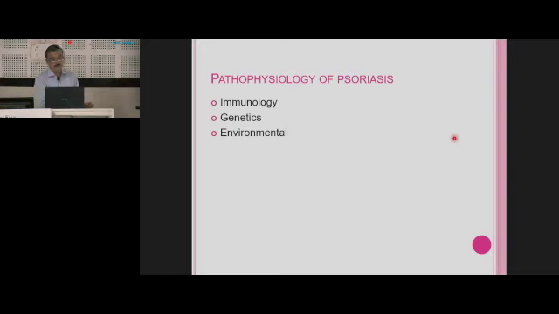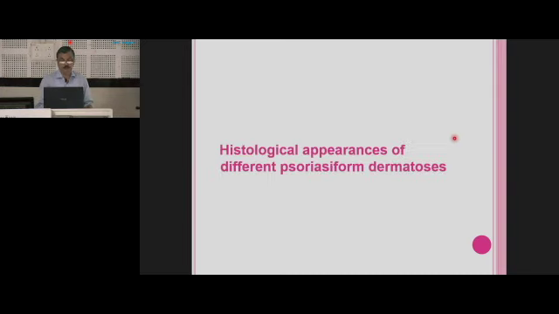The pathophysiology of the psoriasis, in short, we can say it is an immunologically based disorder in a genetically predetermined person controlled by various environmental conditions. This is in short. It is immunological. There is some genetic involvement, and the dry weather, cold weather, which lead to the exacerbation of this particular condition. Then we'll see the histological appearances of the different psoriasiform dermatosis.